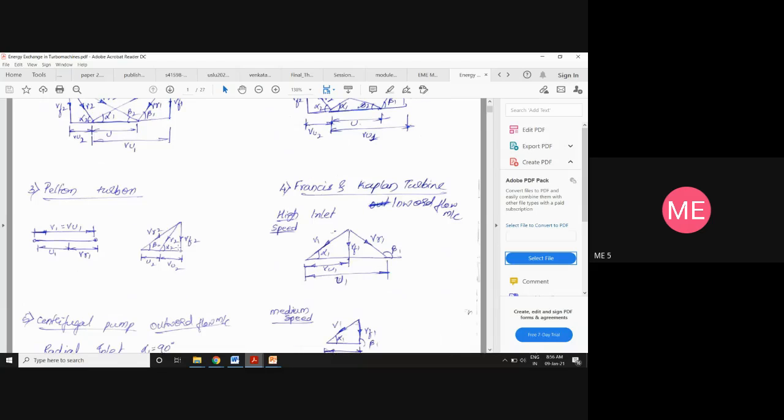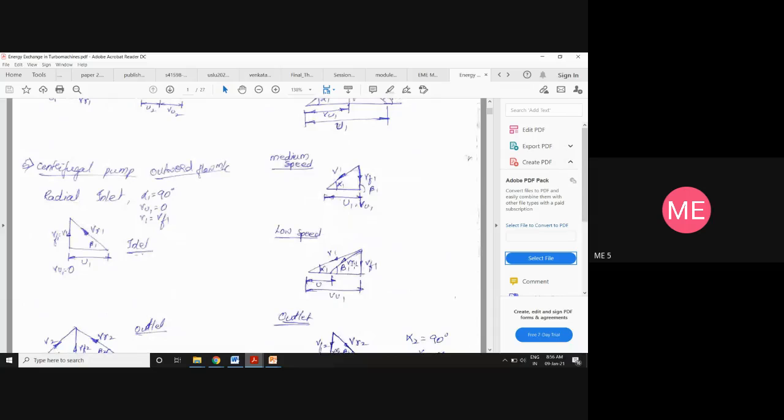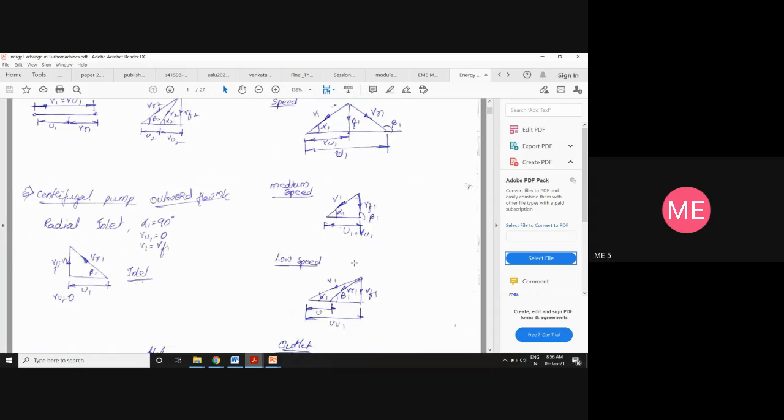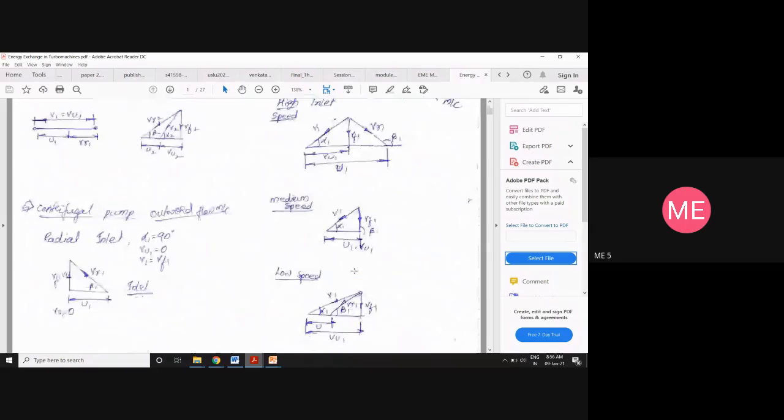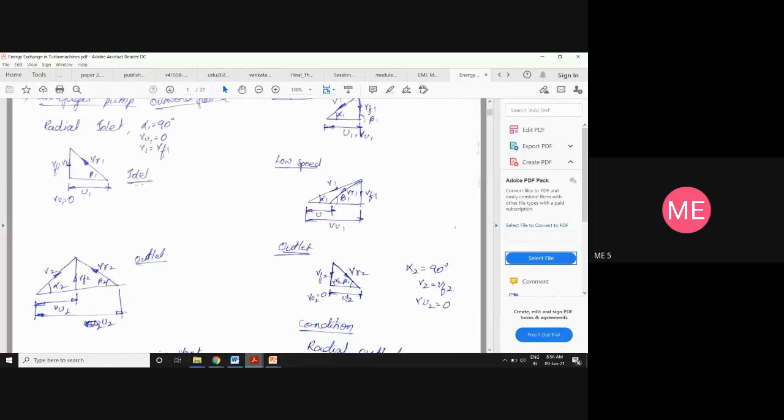Pelton turbine inlet and outlet look like this. And Francis and Kaplan turbines look like this: high speed, medium speed, and low speed. For this module, you should be very thorough with the velocity triangles of the various turbines. And the outlet triangle for the Francis turbine, whatever the speed may be, remains the same as this.